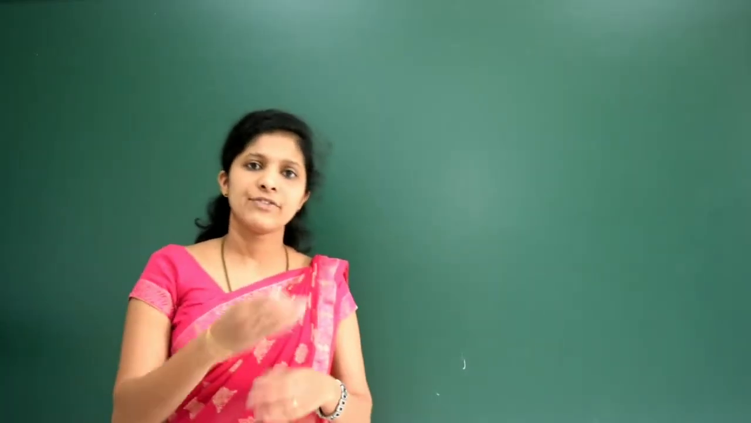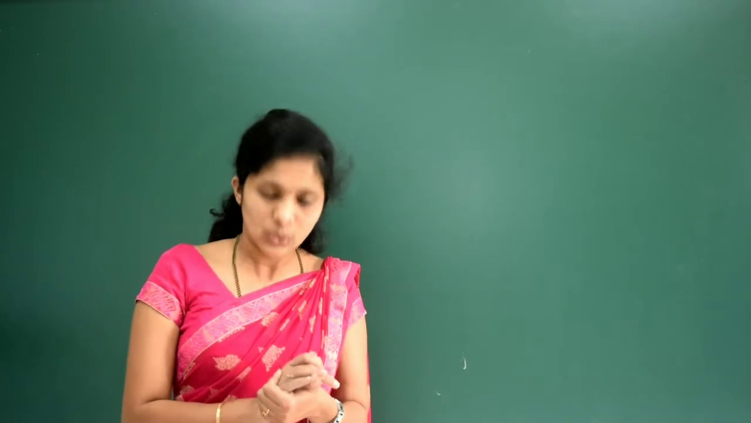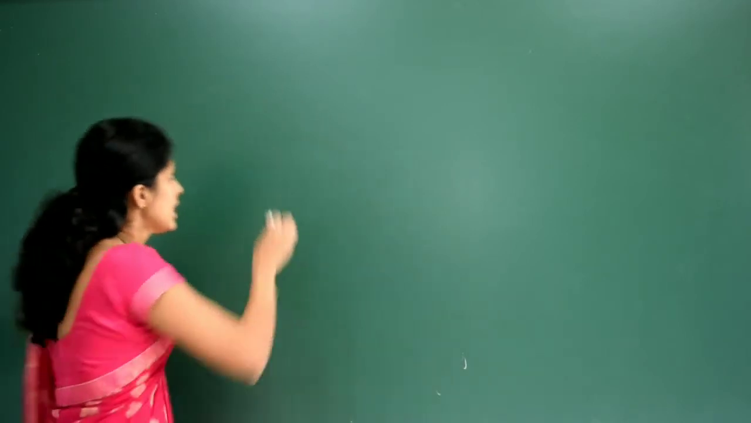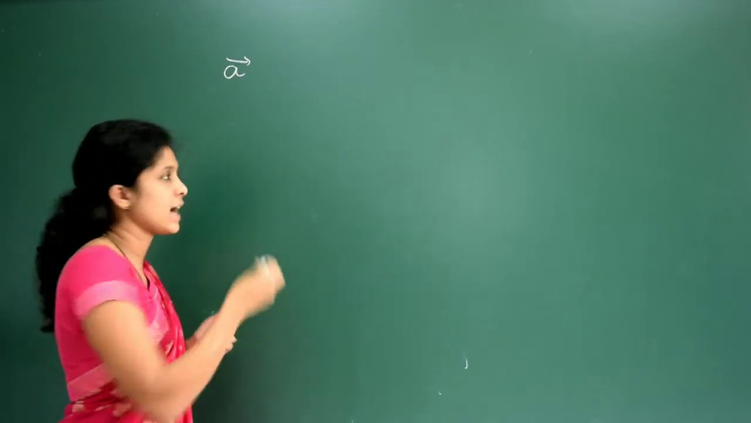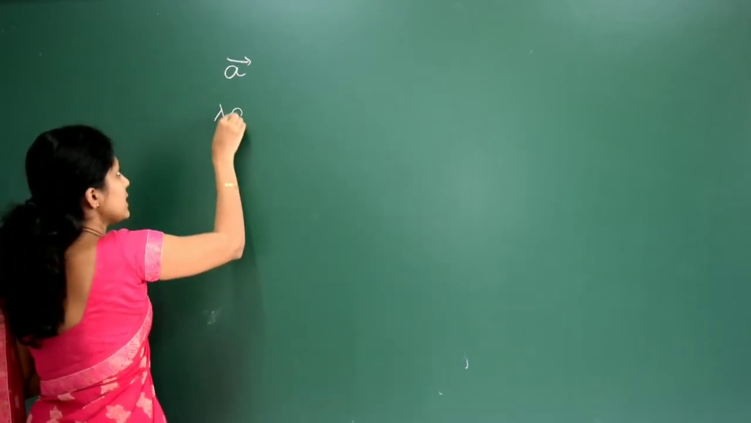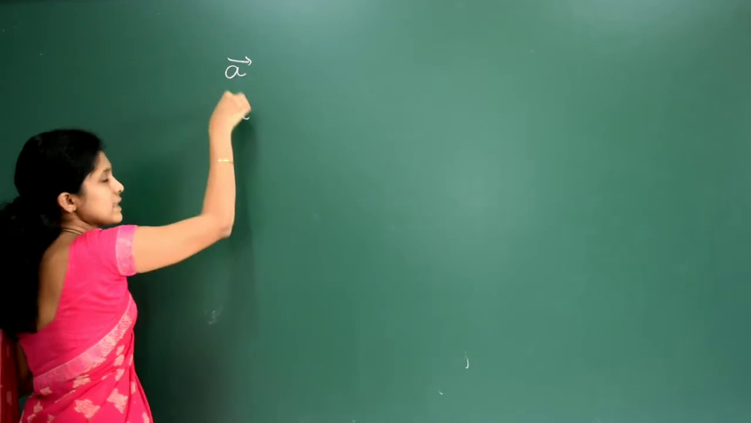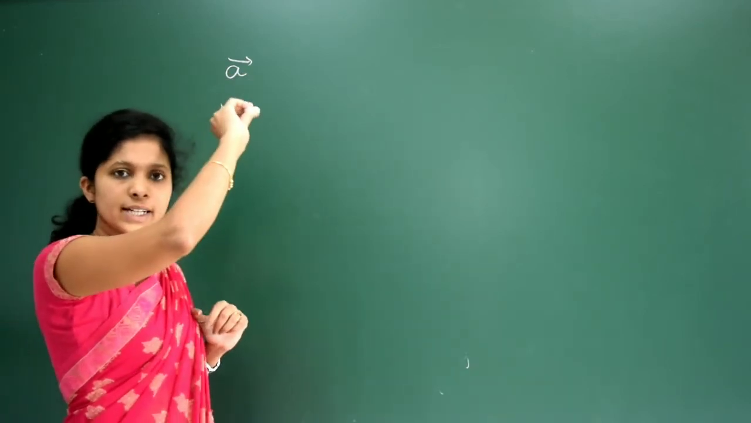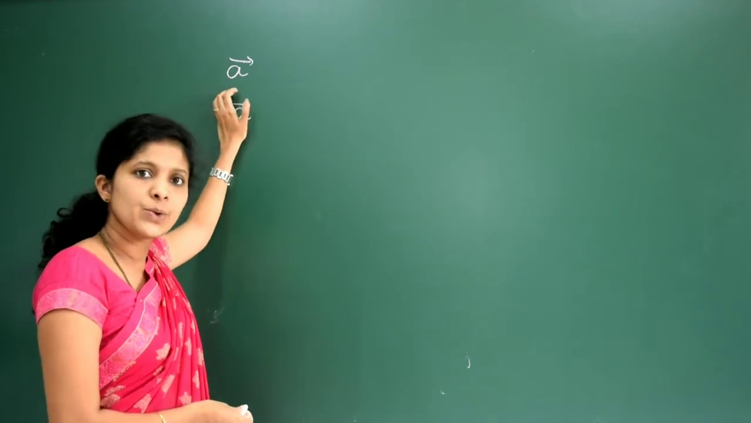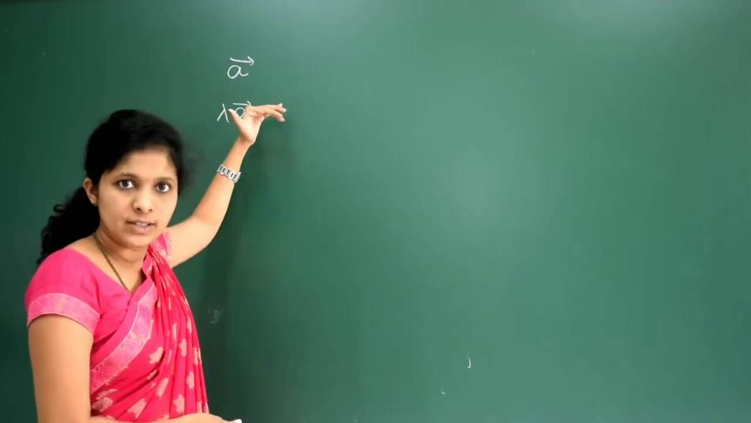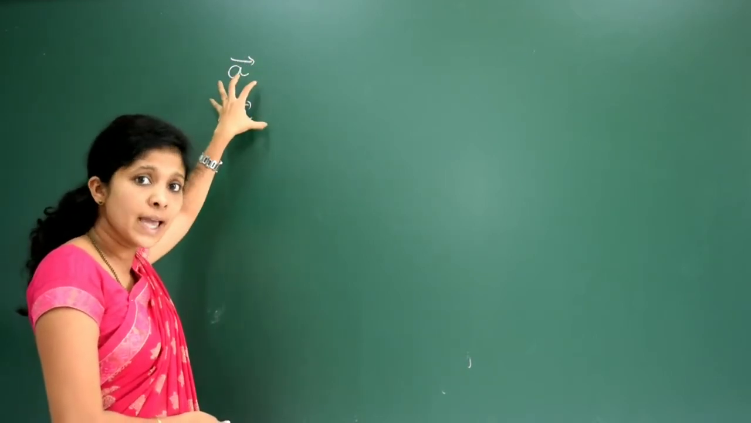Remember one thing, to say any two vectors are collinear, they should be parallel, right? Let us consider one vector, a vector. If I multiply by a scalar lambda, that will be lambda a vector. Obviously these two vectors will be collinear, right? They will be parallel. Lambda may be positive or negative. If it is negative, then the direction will be opposite. Other than that, those two will be parallel.